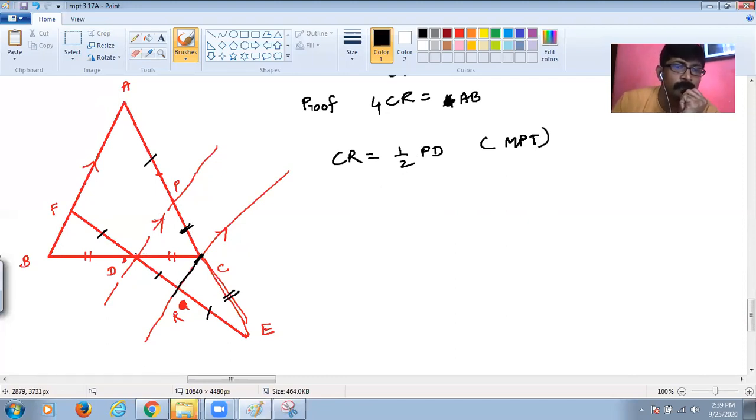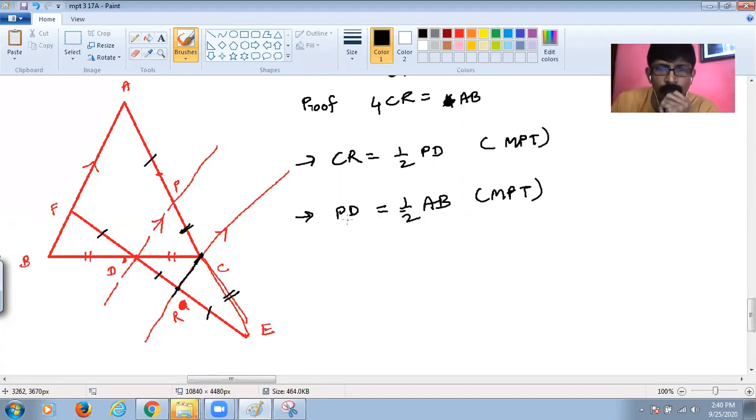And now PD, because if you see triangle EPD, a line passing through the midpoint of the two consecutive sides is half and parallel to the third side. That is why over here it is. Okay, now PD is what? PD is half of AB, isn't it? Again, that is MPT. Why? Because again, P is the midpoint of CA and D is the midpoint of CB. So the line passing through the midpoint of the two consecutive sides is half and parallel to the third side.